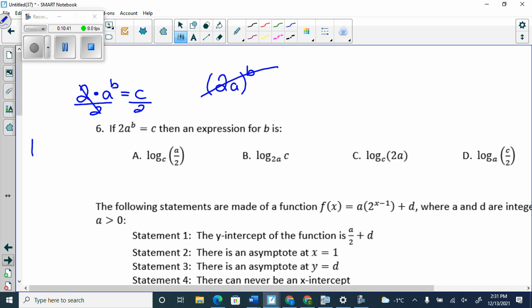So I get log base A of C over 2 equals B. And they want to know what B is? It's log base A of C over 2, which is D.